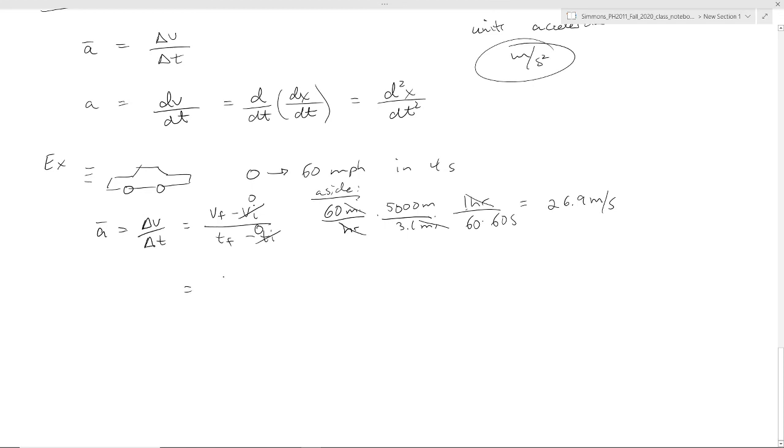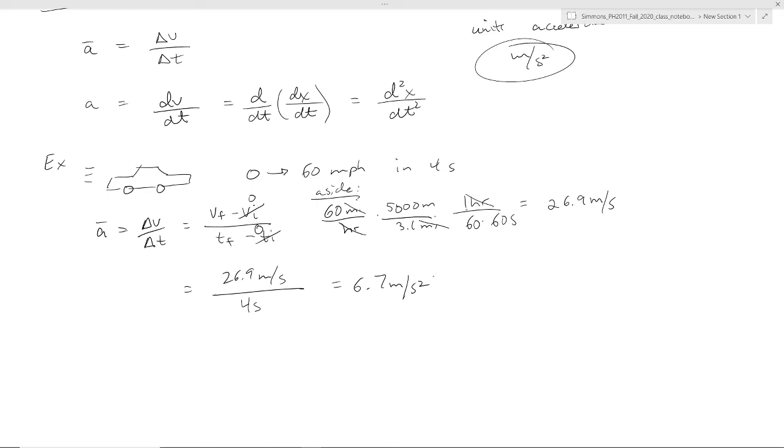And then let's divide this 26.9 meters per second by 4 seconds. You can see we'll end up with a unit now that's in meters per second squared. And it's 6.7 meters per second squared. Anything else that I want to mention?